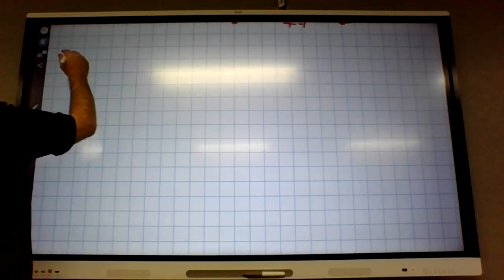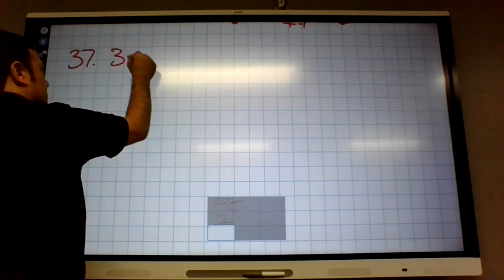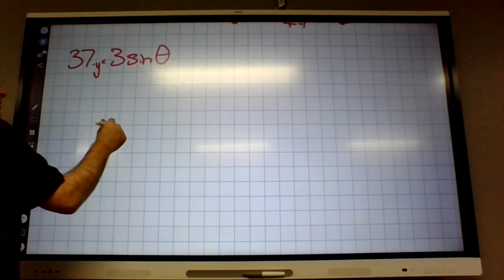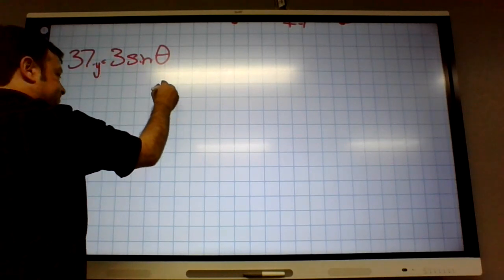36 we were actually going to replace with 40. I might talk about 40 a little bit. 37, they just put a 3 in front of the sine. They also call it theta, g of x, or g of theta.